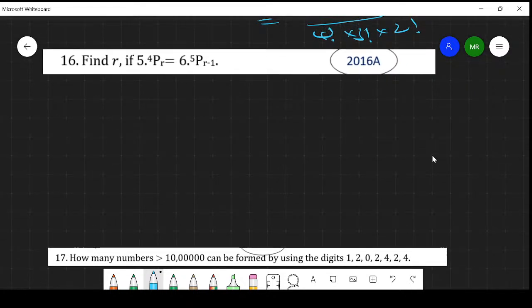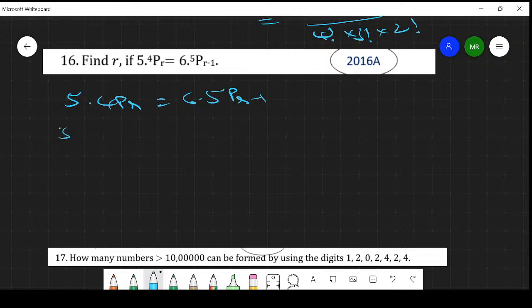Right. Find r if 5 into 4Pr equals 6 into 5P(r-1). See this problem. They are asking for the value of r. 2016 they asked this problem. It is a simple problem. Since the suffix is in terms of r, they are asking for r.